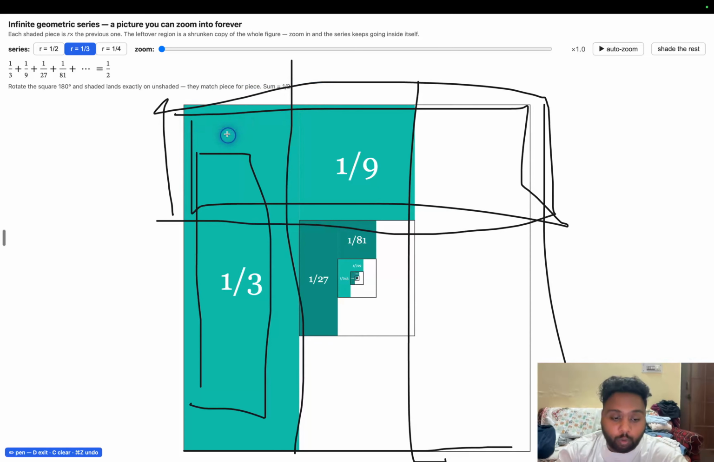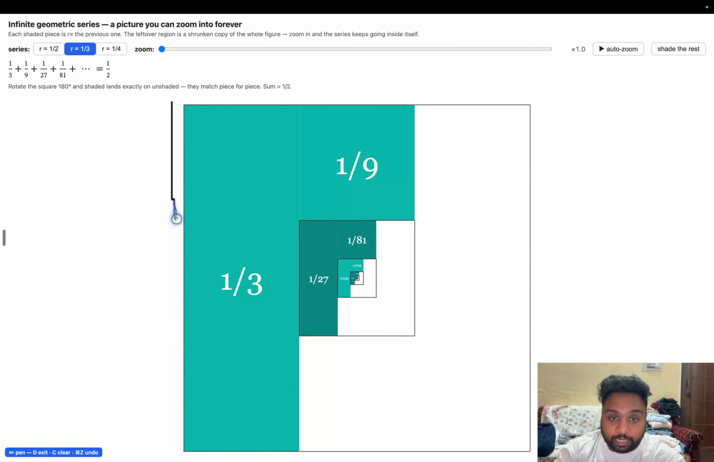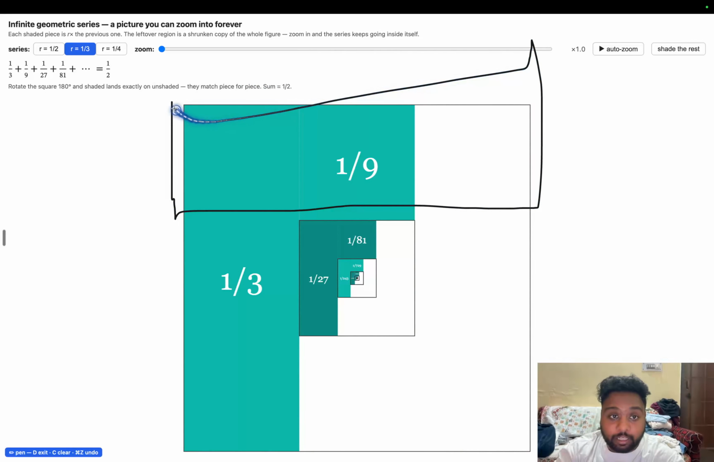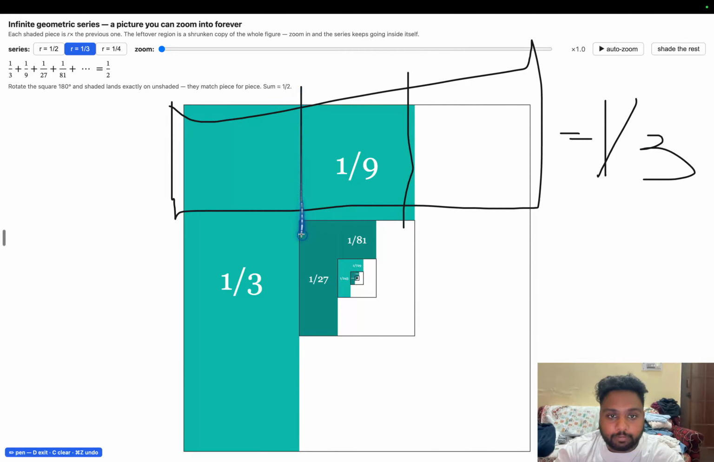And then I took this whole rectangle. This was equal to 1 by 3, and I divided it again into 3 equal parts. Here and here. And now this area will be 1 by 9, right? This is my second term.